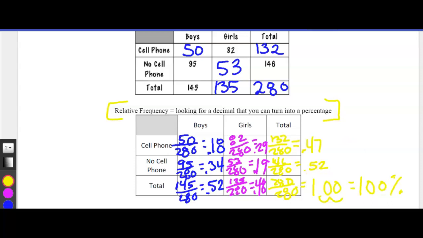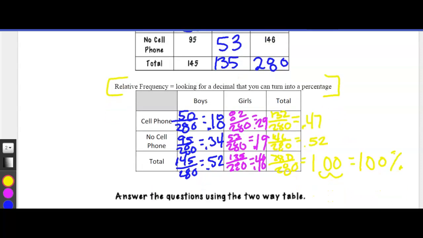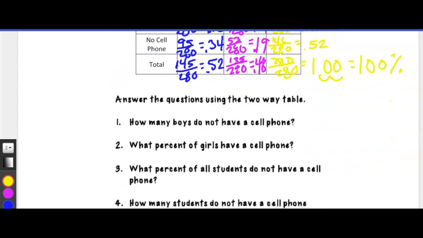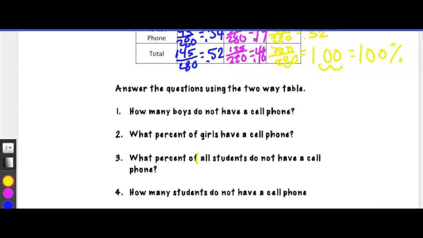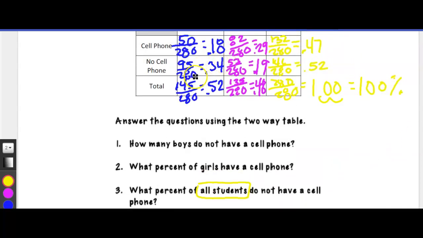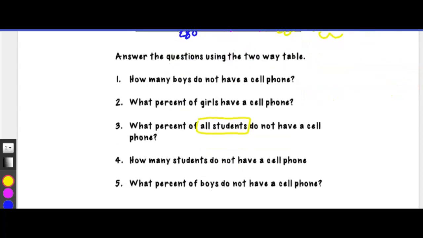All right, also something to make note of. These percentage amounts were out of 280, so it was out of all of the people. And that's this question right here. So out of all of the students, what percentage does not have a cell phone? Well, no cell phone, all of the students, so 146 out of the 280, that's 0.52 or 52%. So because we did the relative frequency chart, it was very easy to answer that question.